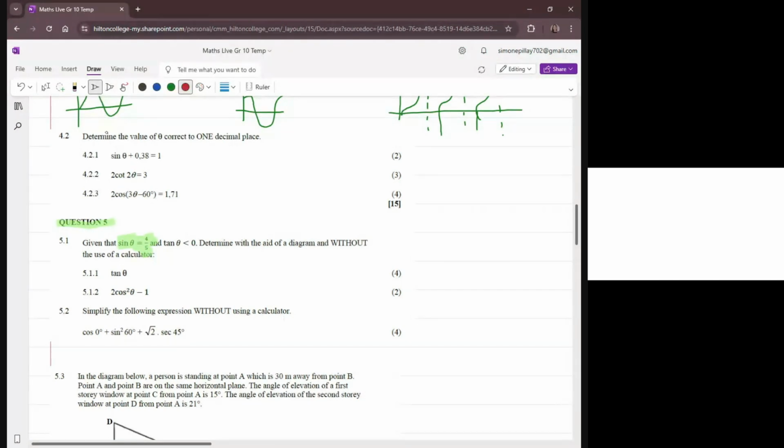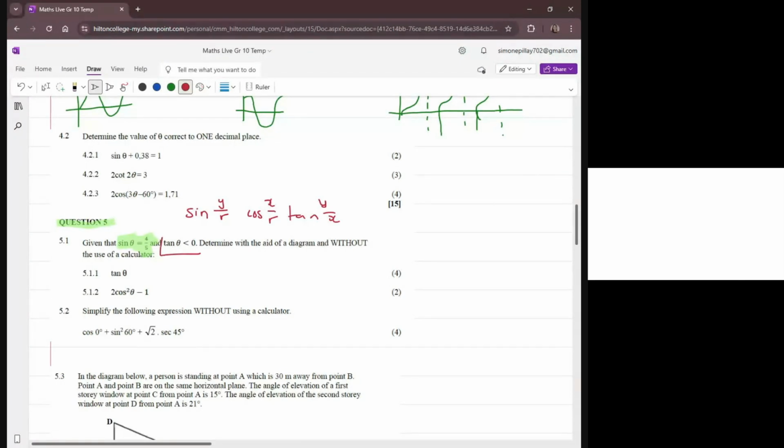Immediately what I want you guys to know, immediately when I get these questions, I go sine, cos, tan. Immediately I know if sine theta is equal to 4/5, that means my y value is 4 and it means my r value is 5. And now they said tan theta is less than 0.